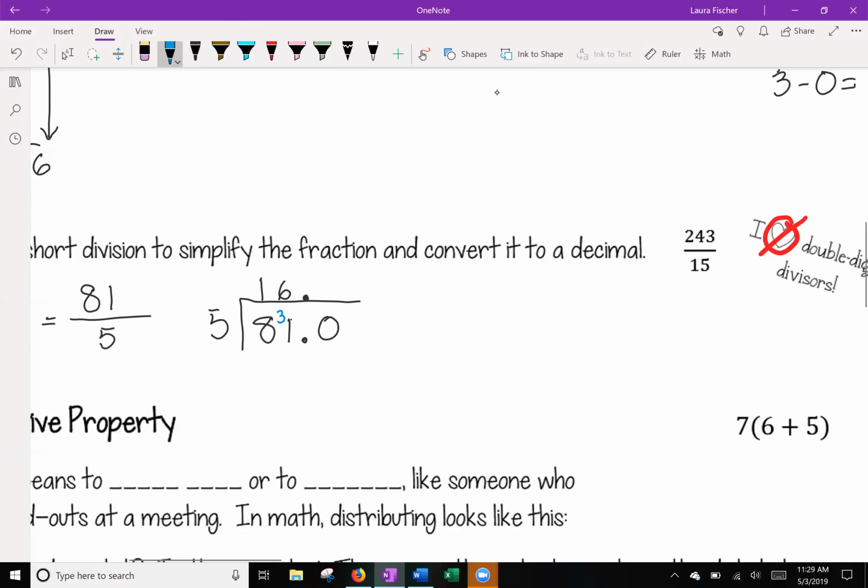5 times 6 is 30. 31 minus 30 is 1. So again, I do the subtraction mentally, and I bring up the result of the subtraction. And then I see that 5 goes into 10 2 times. And that's our answer. We have converted 243/15 into the decimal number 16.2.